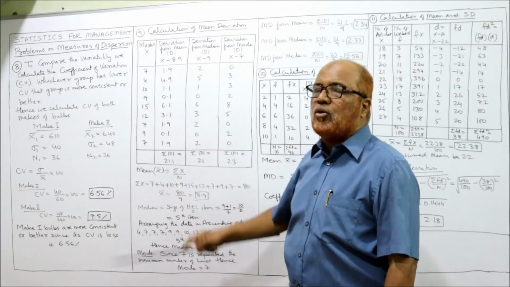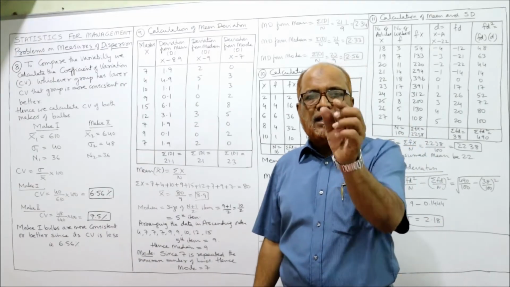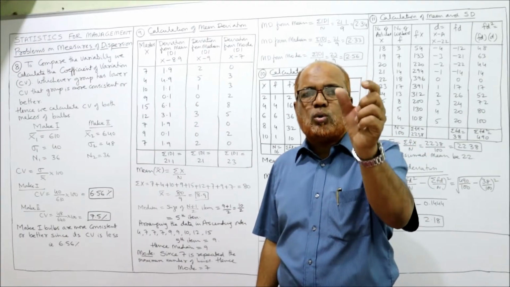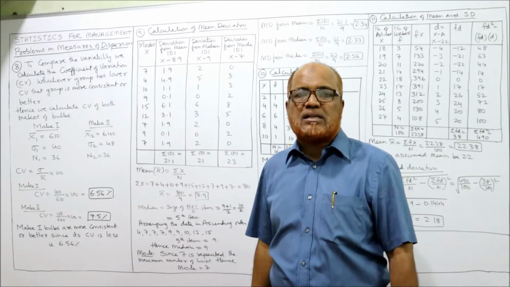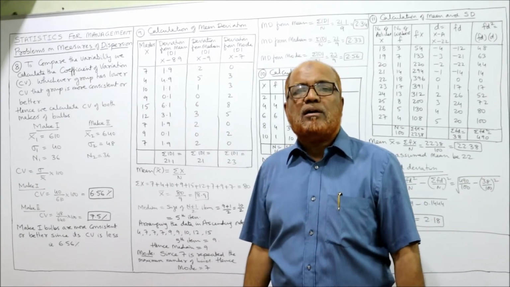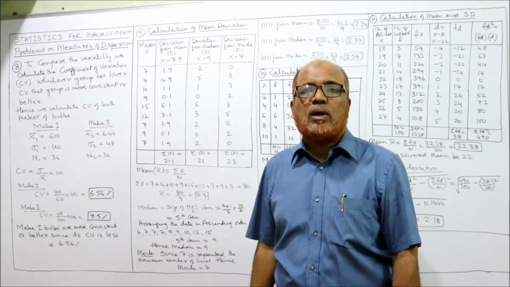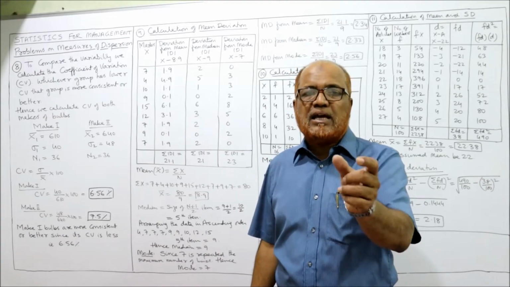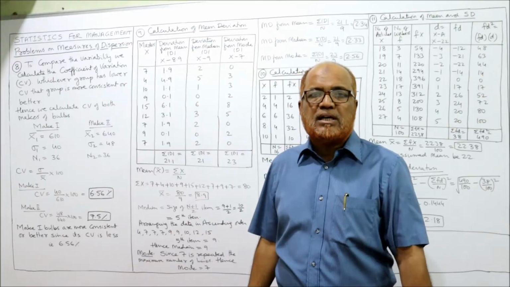Deviations will be denoted as mod D. D is written in between 2 vertical lines, 2 bars. This is read as mod D. Why do we call it mod D? Because we are ignoring the signs while taking the deviations.